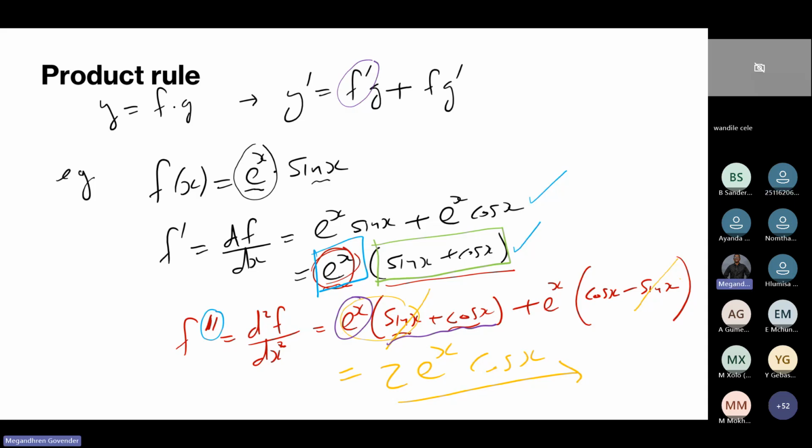Yes. And then I keep the first one constant and I differentiate the second one, which is the green one. The derivative of the green function, if I can call it that: d/dx of sine x is cos x, d/dx of cos x is minus sine x. Are you happy with that? Yes. Then you open up the brackets and you simplify, you end up with that.